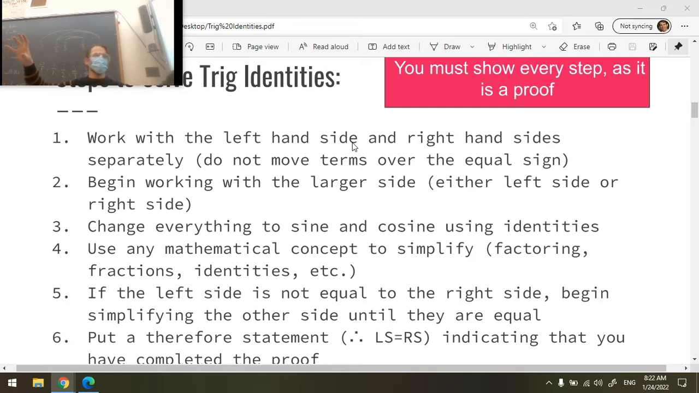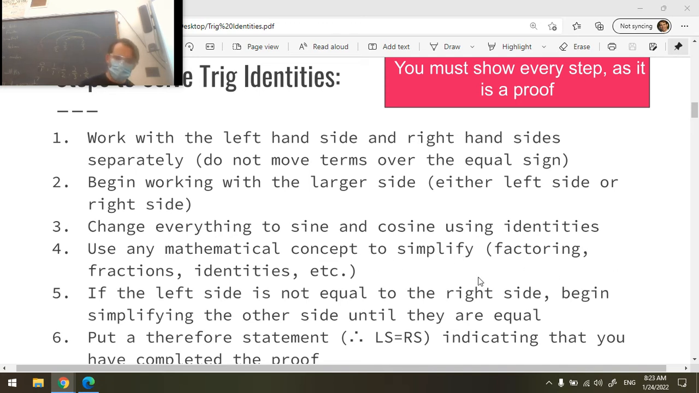And we want to do this because until we've proven it's true, we don't know that it's an equation. We don't know that they are equal. Once we prove that they're true, then we can work with them more like an equation. Okay? So it's easier to work with the larger side and convert everything to sines and cosines. This isn't the only method, but it is our preferred method, is to convert everything to sines and cosines and use all of your mathematical concepts to simplify it.